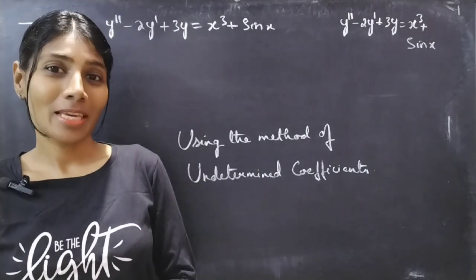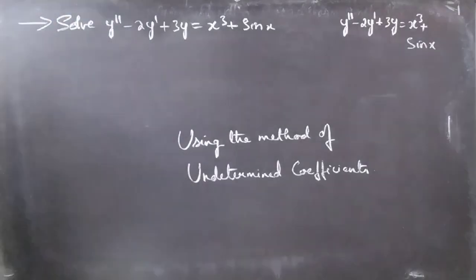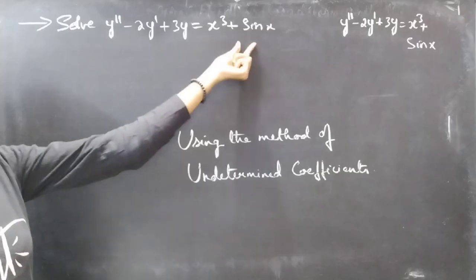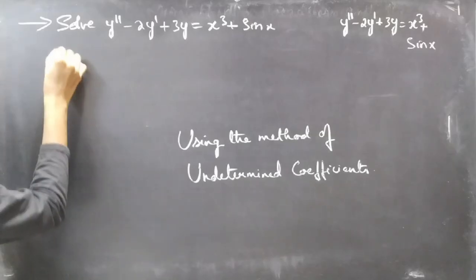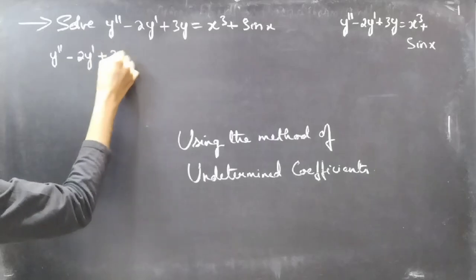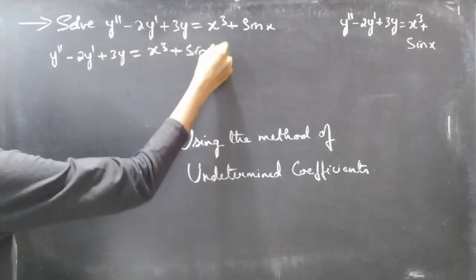In this video, we're going to see a problem using the method of undetermined coefficients. So let's get going. Problem: solve y double dash minus 2y dash plus 3y equal to x cube plus sin x. Here we are given a differential equation in terms of y, and we are going to write this in operator form also. We are given y double dash minus 2y dash plus 3y equal to x cube plus sin x, right?